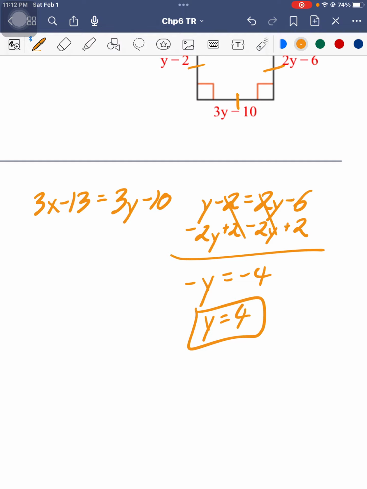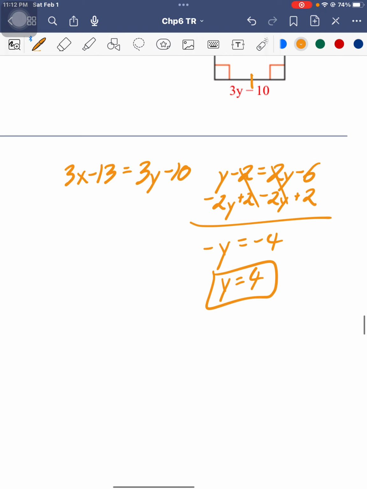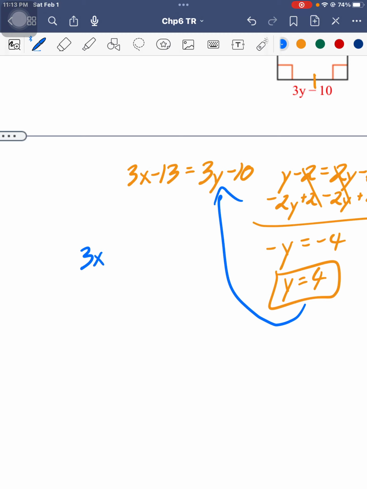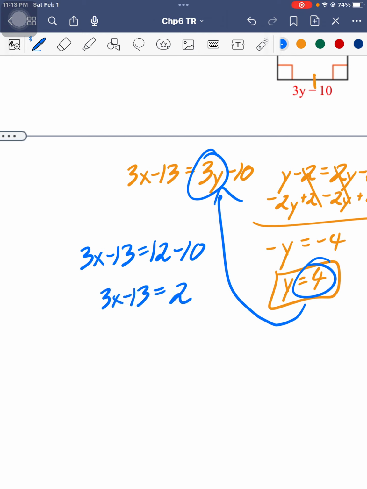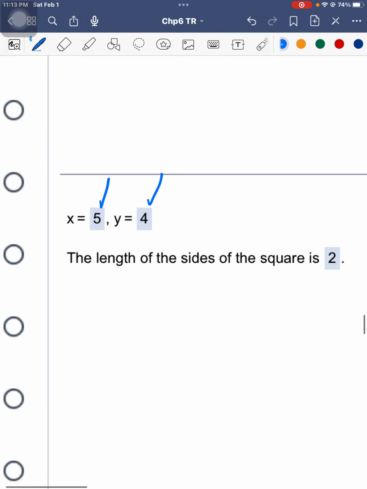So now if y is equal to 4, let's find our x value. We can plug that y in right there. So we're going to rewrite 3x minus 13. What is 3 times 4? 12 minus 10. So 3x minus 13 is equal to what? 2. And now plus 13, plus 13. 3x equals 15. So x is really equal to what? 5. So my x should be 5, my y should be 4. x is 5, y is 4.